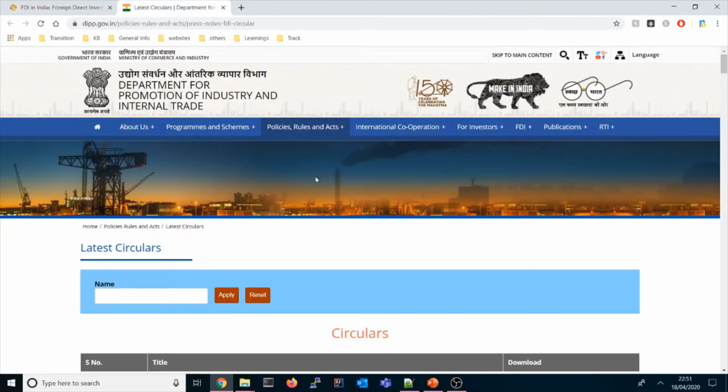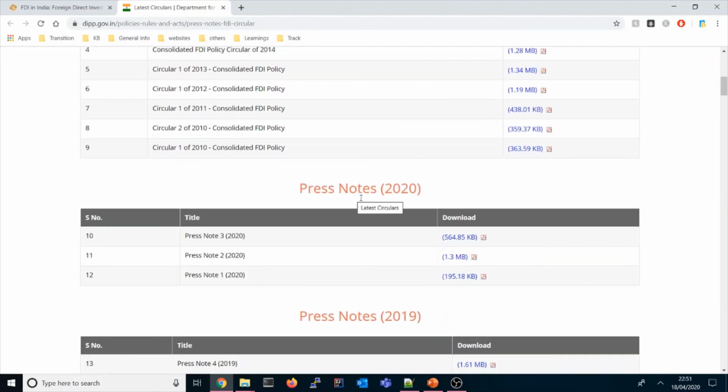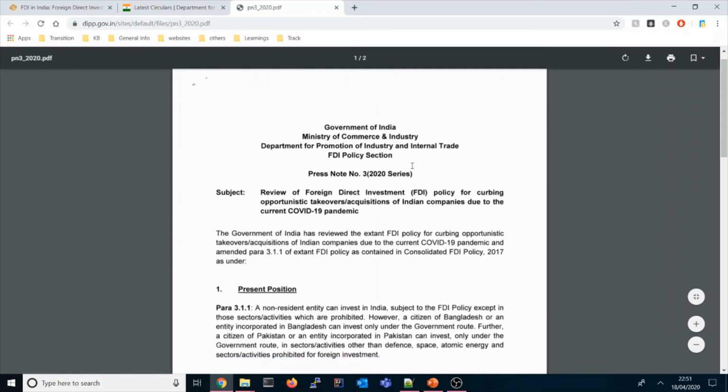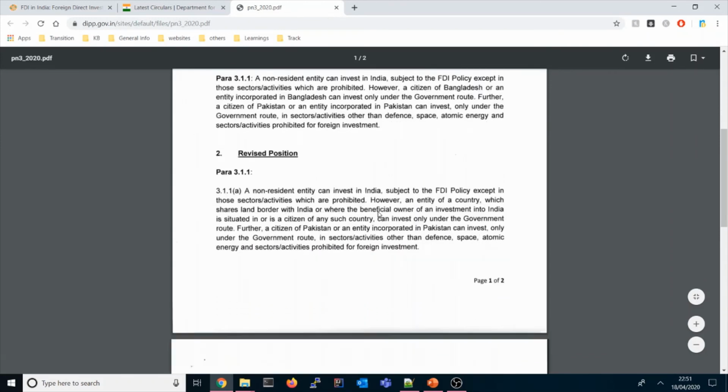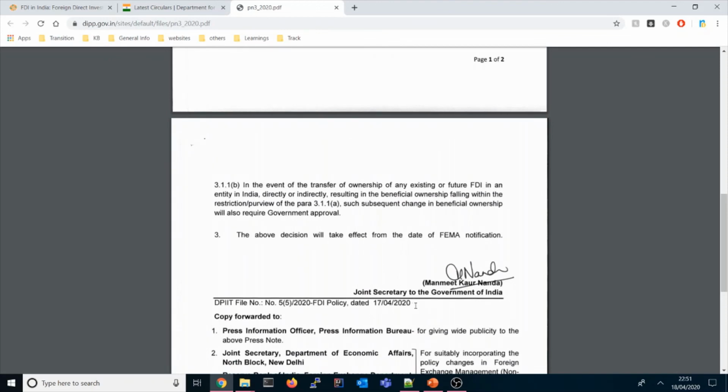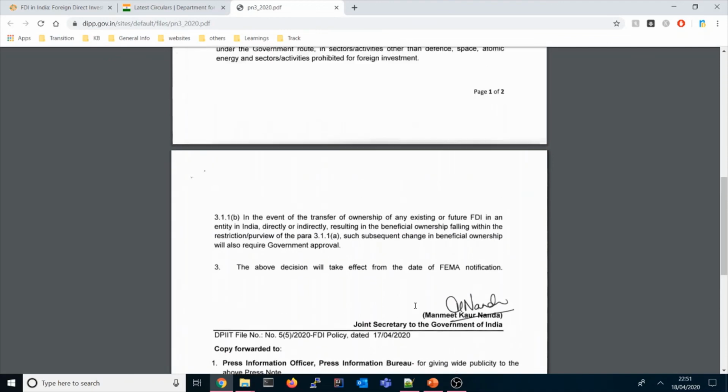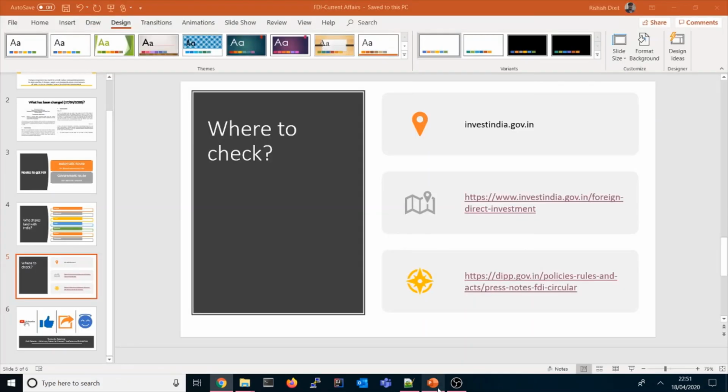The second thing, which I told you about, is the circular. If you go to the site of the Department for Promotion of Industry and Internal Trade, there are circulars over there, including the Press Note 2020 circular. There's a snapshot of it in the slide, which has been extracted, and you can clearly see this was revised yesterday, 17th April. I hope it's very clear, and this is something you need to know about what's happening in India and the world.